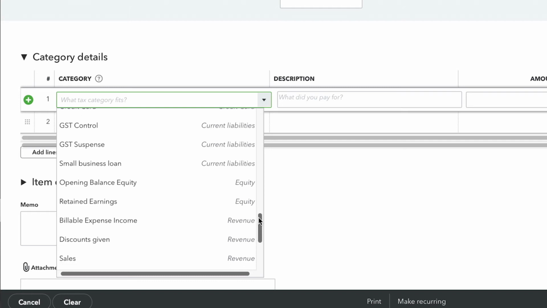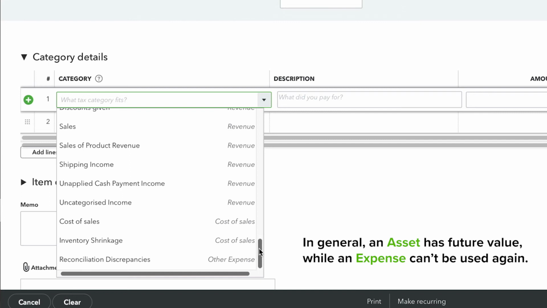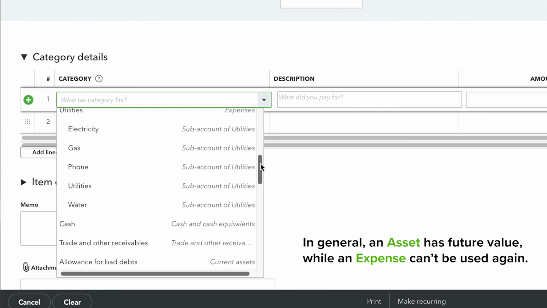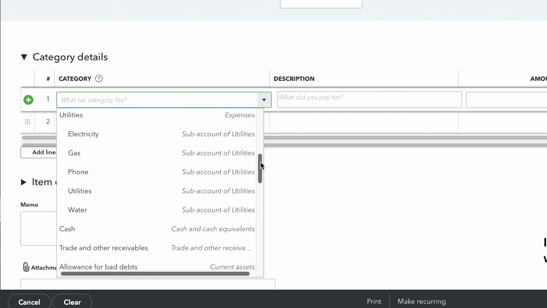There's a big difference between assets and expenses, which is that assets are things that you buy and you get to keep to use over and over again. Whereas an expense is something you spend money on, but you're not able to use it repeatedly.